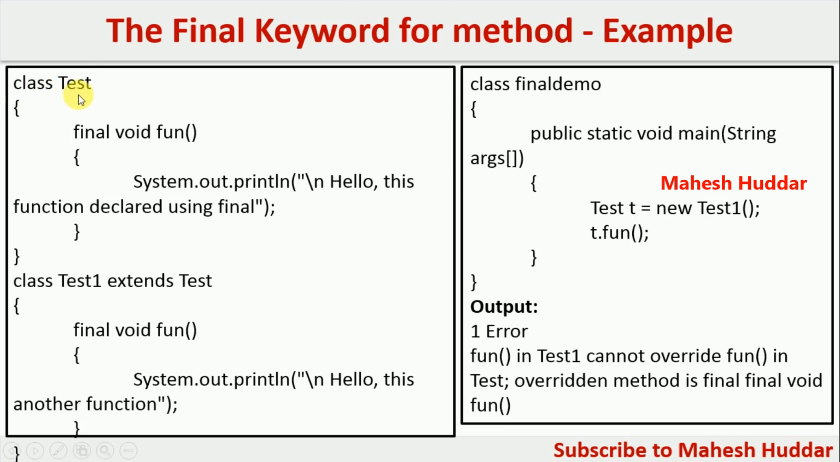Again, I have a class called test. Now I have made this particular fun a final method here. Because I have made fun final in the base class, in the derived class test1, which is deriving test here, I cannot override it. If I try to override it, I am going to get this error message: fun is already a final method in test, so it cannot be overridden in test1. That's similar to a variable in this case.